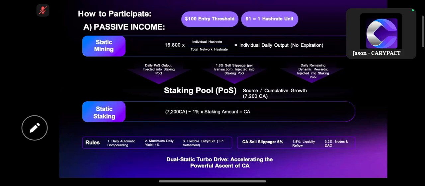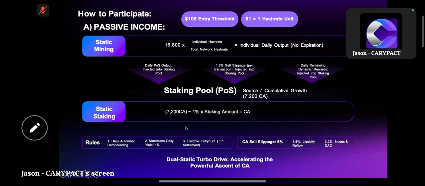Again, the return of CA per day is not fixed. It varies every day because the total network hash rate will be increasing day by day. So obviously you'll be getting less CA day to day if you're not topping up your individual hash rate. But to earn more, you can do one-click stake into our staking pool with whatever CA you're producing, whereby you can earn up to 1% on a daily basis, automatically compounded.